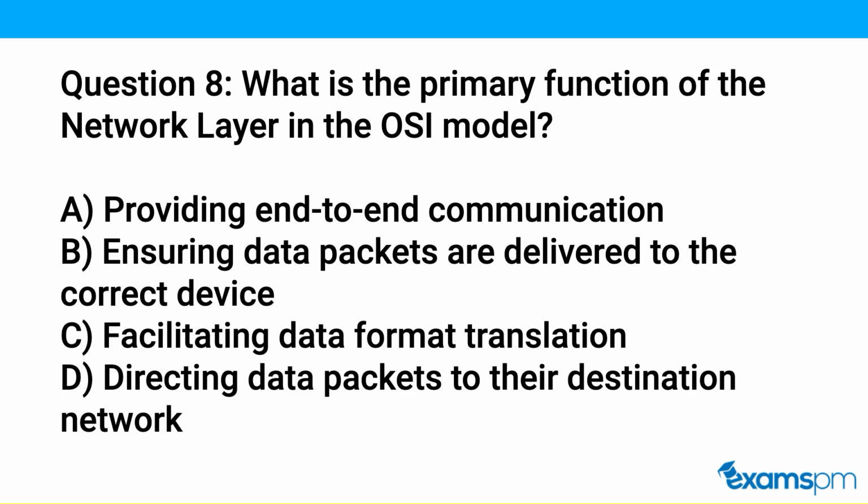Question 8. What is the primary function of the network layer in the OSI model? A. Providing end-to-end communication, B. Ensuring data packets are delivered to the correct device, C. Facilitating data format translation, D. Directing data packets to their destination network.